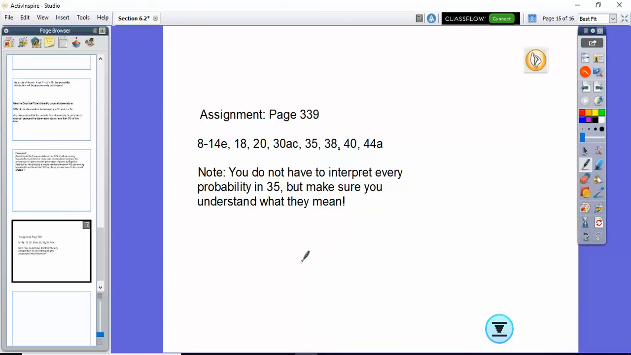Again, 35, it's going to ask you to interpret every probability. You don't have to do that. Make sure if I asked you that you do understand what those probabilities mean, but I'm not going to make you write a sentence on every one of them.